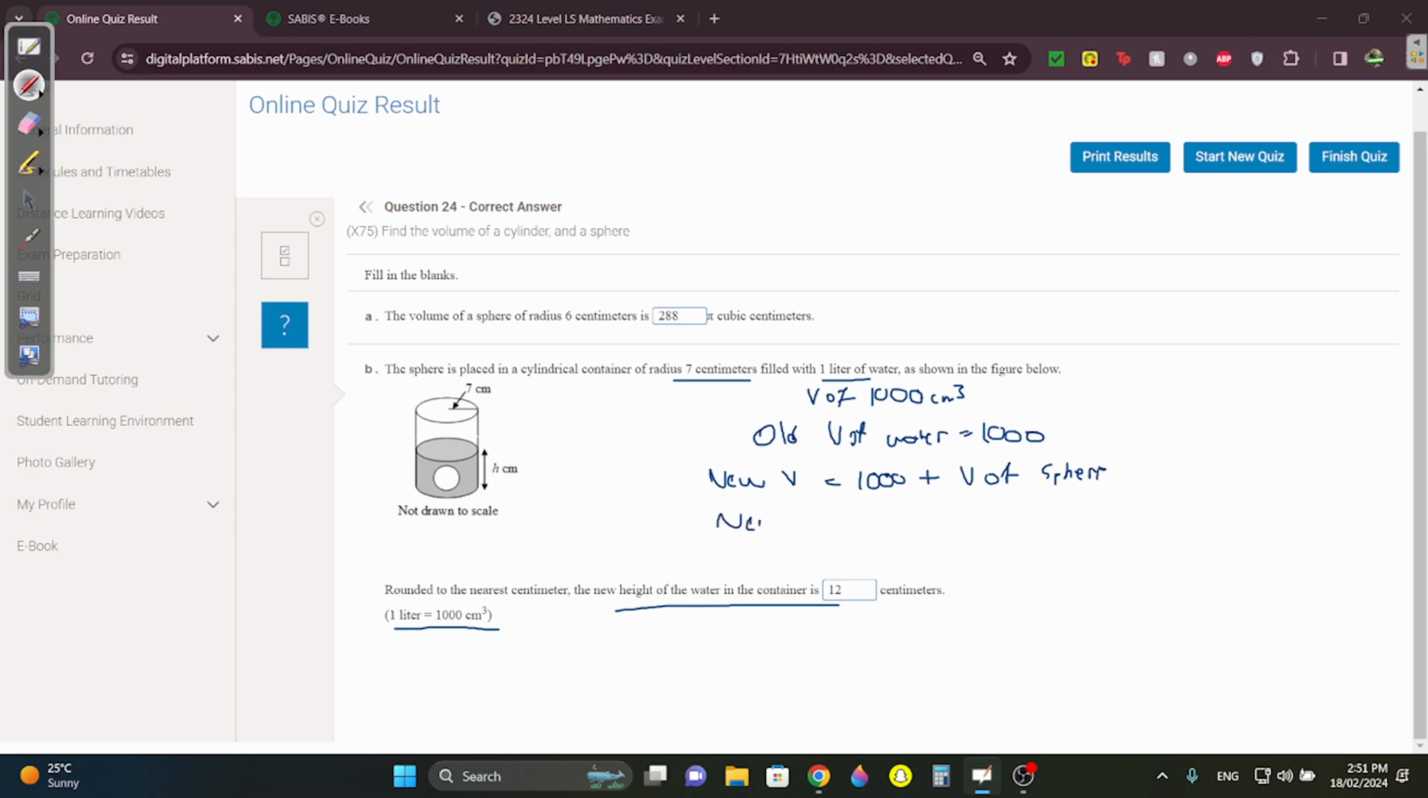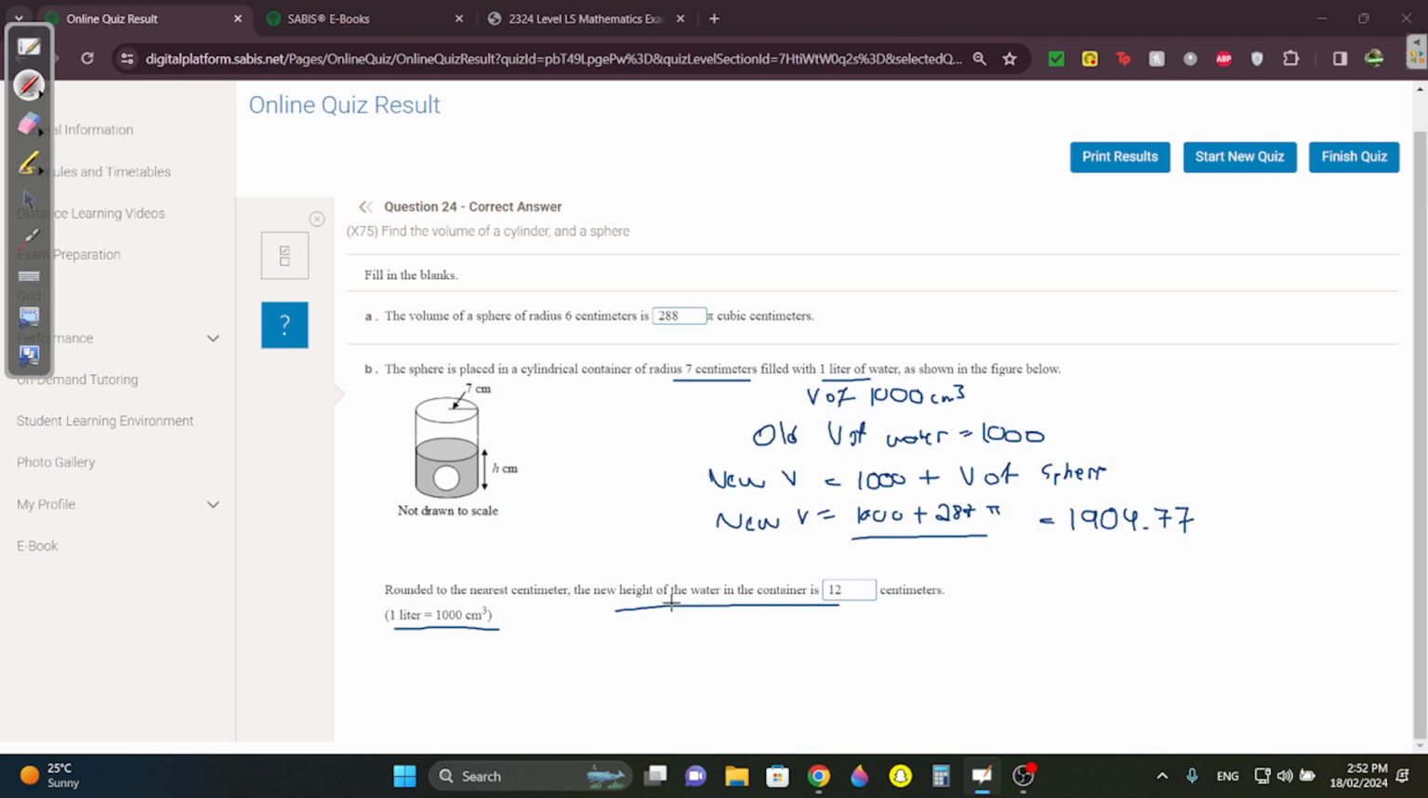So the new volume equals 1000 plus 288 pi. You can do this on a calculator. Let me do it on my calculator: 1000 plus 288 pi, you get 1904.77.